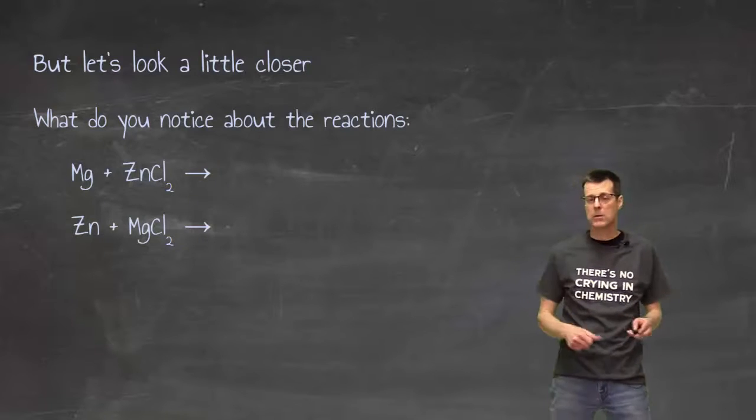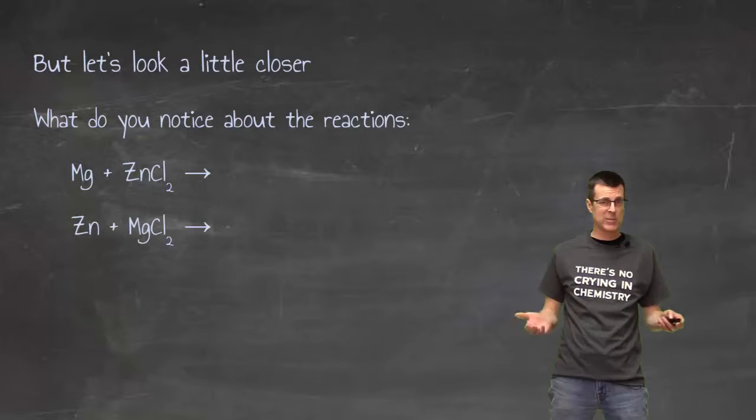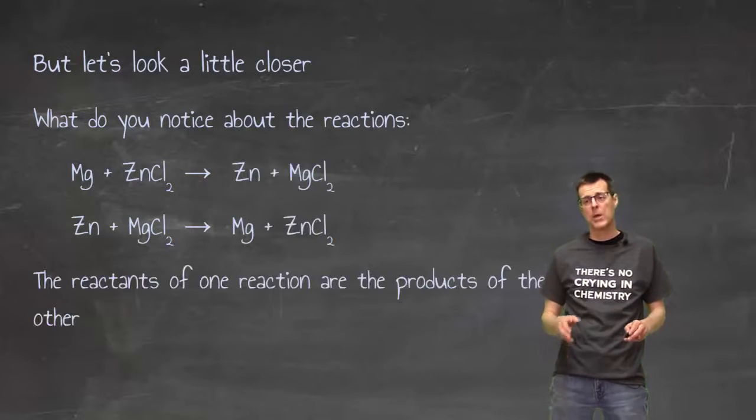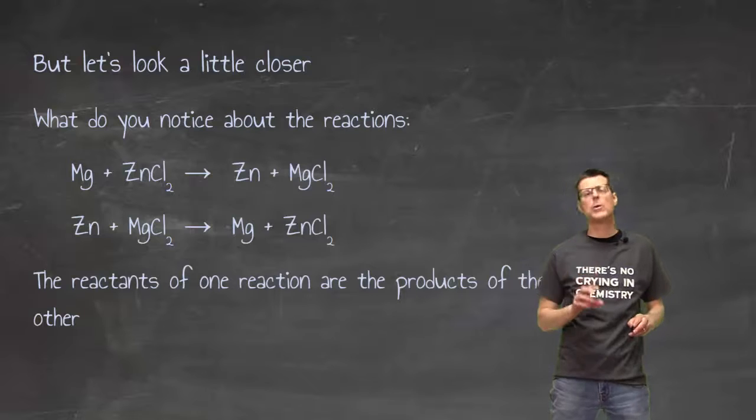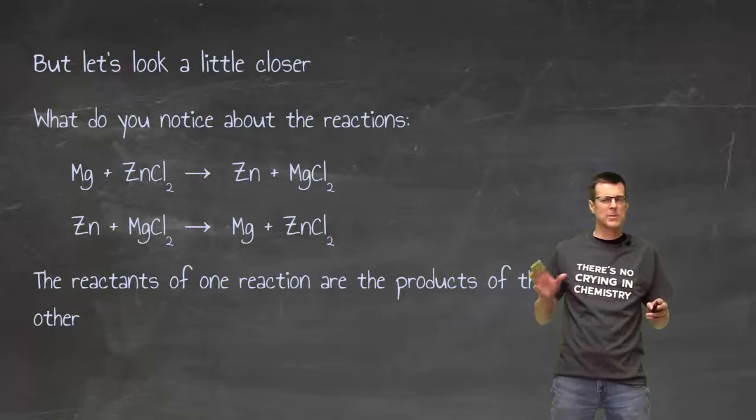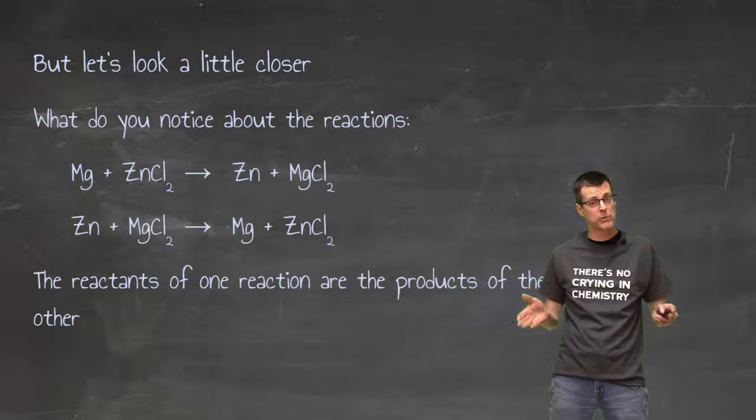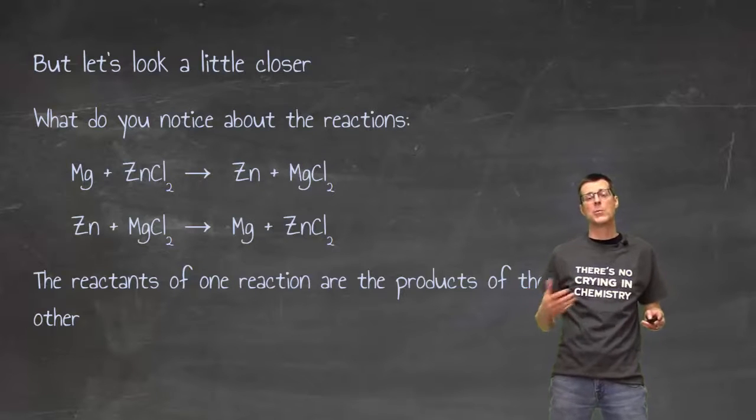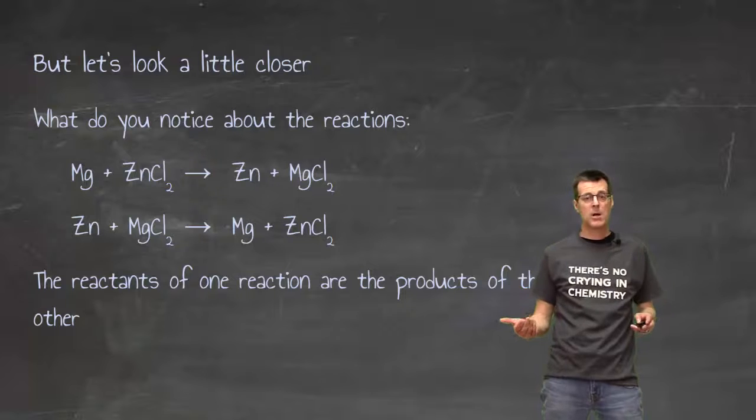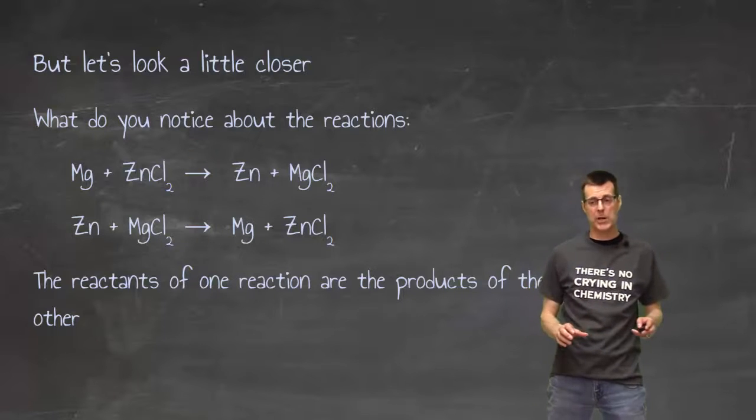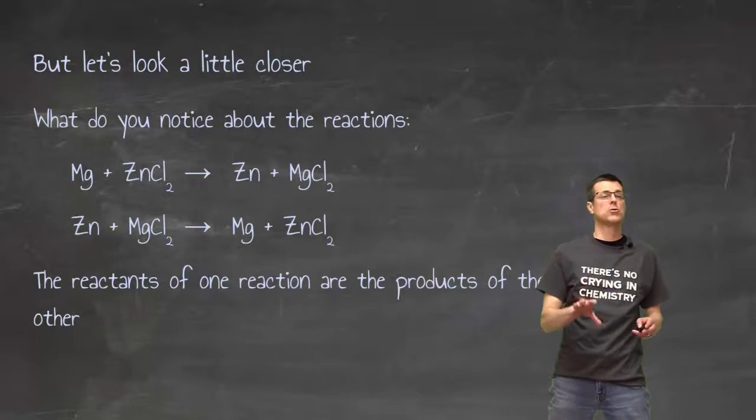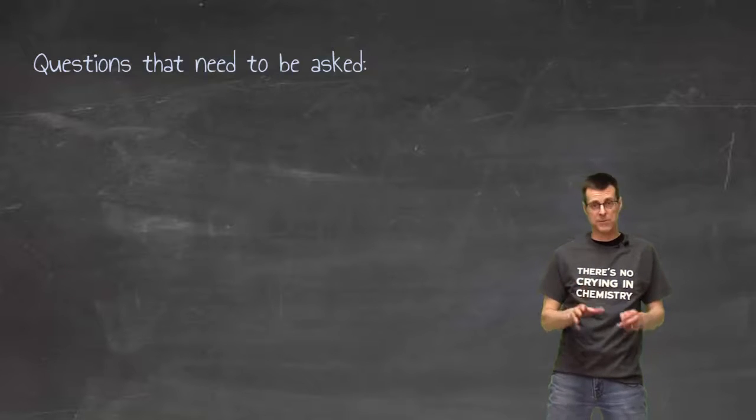So I want you to take a look at these two reactions and answer the question of what do you notice about them. And if you went through the process of predicting the products, and perhaps even if you didn't, you might have noticed that the reactions are effectively the reverse of each other. In other words, the products of the top reaction are the reactants for the bottom reaction. And that actually should generate a couple of questions for us.